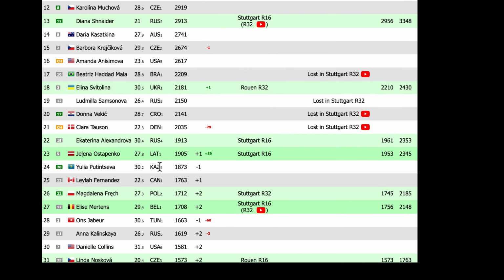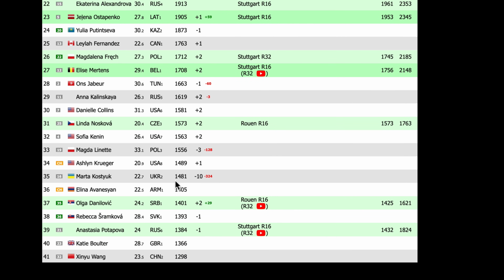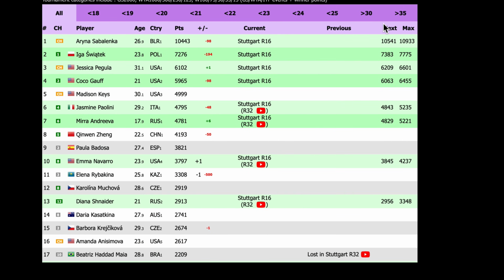So you can see the points that they're going for in the next round. Are they still in the competition? The points for the next round, the maximum points that they can achieve if they win this tournament, their current status, the highest rank that they were at some stage of their careers, and their actual current rank. So it is quite interesting to keep up to speed, and it's relatively simple.